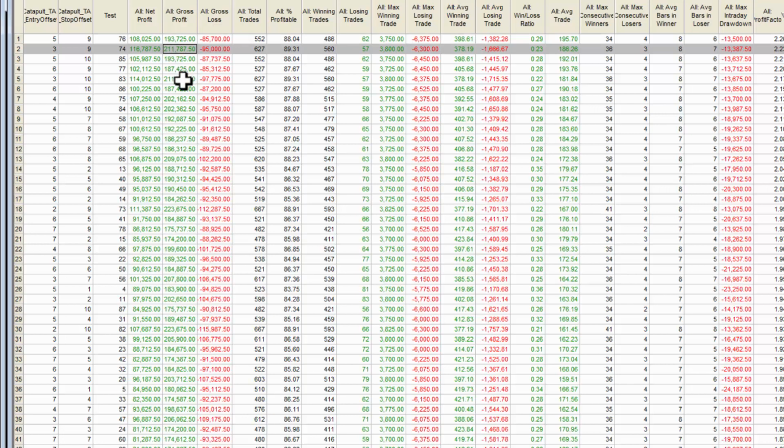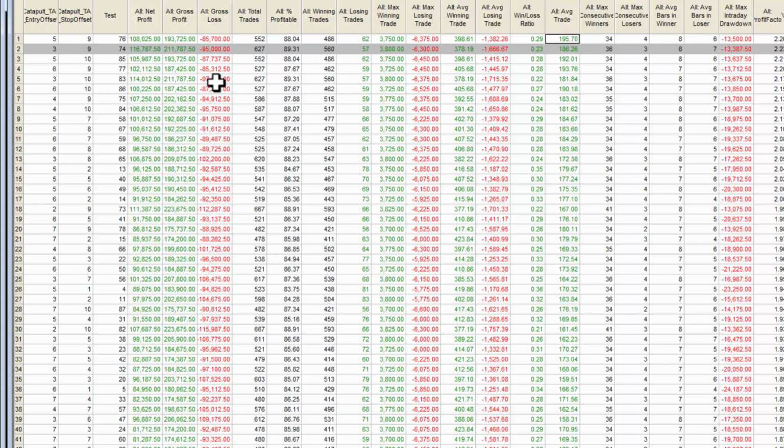Here's another one that produced a lot of profit. It's almost the same actually. Or I'm sorry, that's the gross. This is the all net right here. So it did about $8,000 less in net profit, but with a lot fewer trades, and every trade made more money as a net profit, as an average.